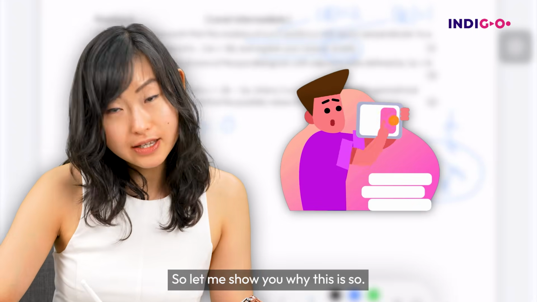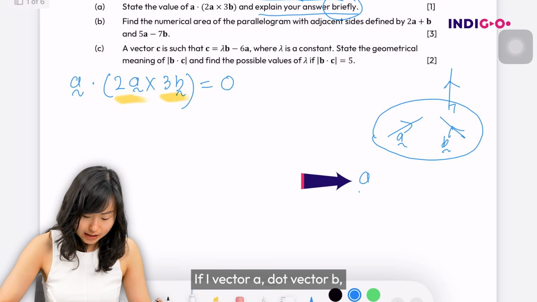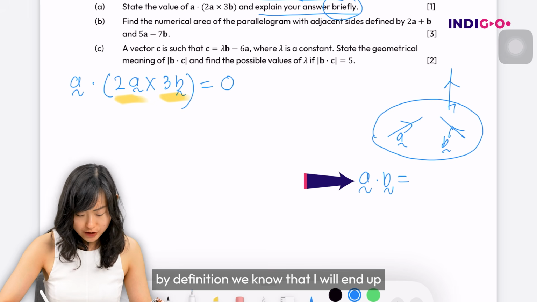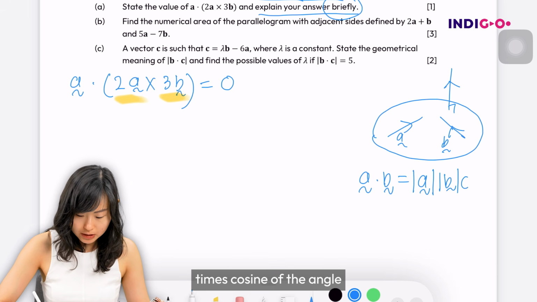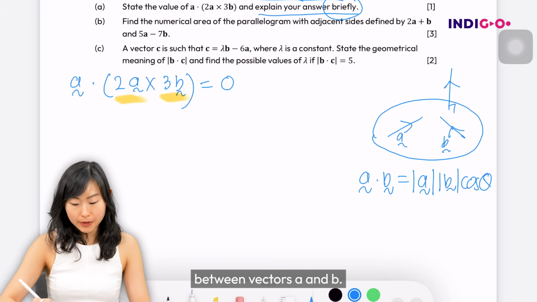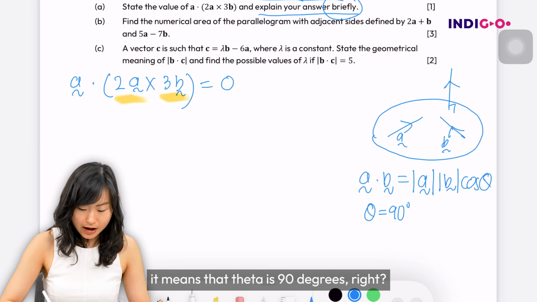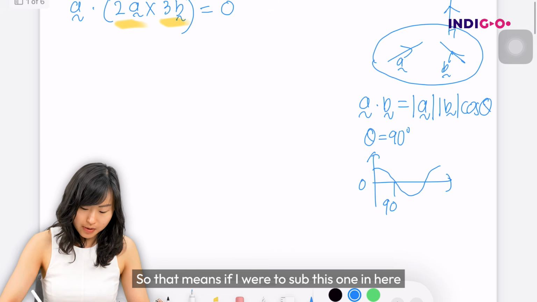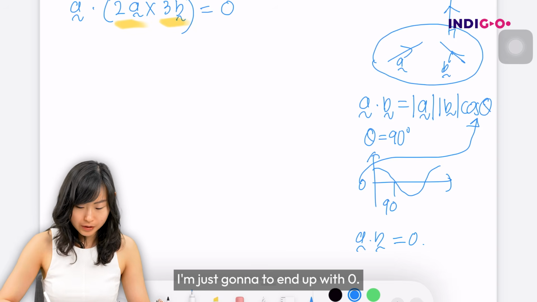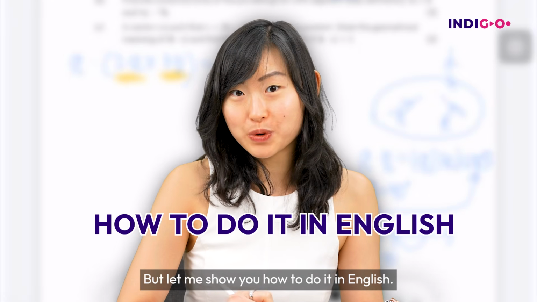So let me show you why this is so, because back to the definition of dot product, I can write it down at the side here. If I take vector A dot vector B, by definition, we know that I will end up with modulus of A times modulus of B times cosine of the angle between vectors A and B. Now, if A and B are perpendicular to each other, it means that theta is 90 degrees, right? And remember, cosine of 90 degrees is 0. So that means if I were to sub this in here, A dot B, I'm just going to end up with 0. So coming back to this question, if I dot the two of them, the numerical value is just 0, but let me show you how to do it in English then.